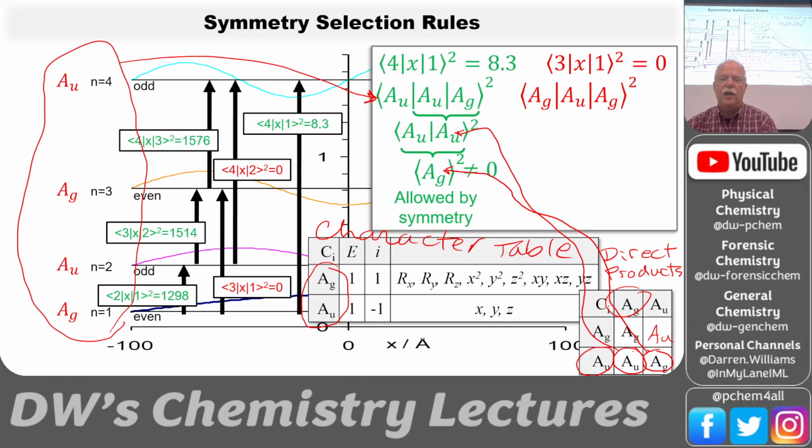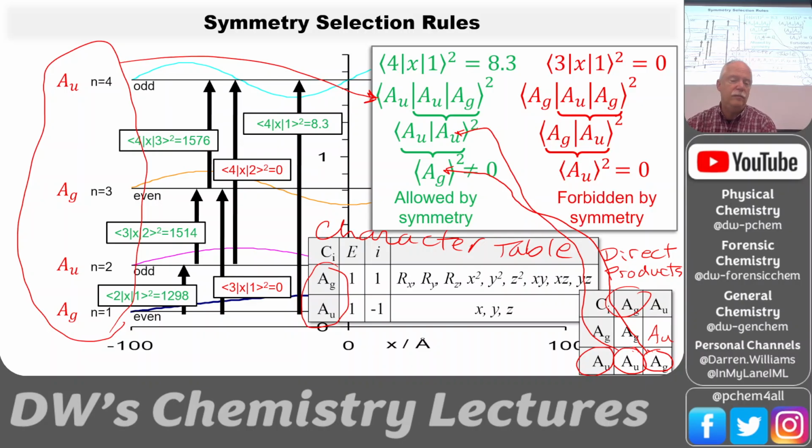We can do the same thing over here with the 1 to 3 transition. Au times Ag is Au, and then Ag times Au is Au, and that is an odd function. It's not the top row of the character table. And so that is equal to 0, and this is forbidden by symmetry.